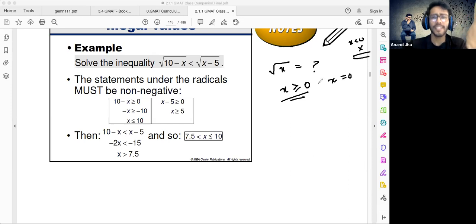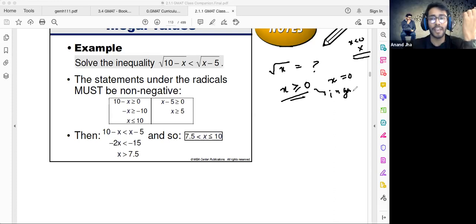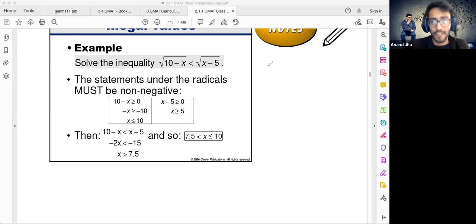They don't take 0. I can take 0 also. The square root of 0 exists. So greater than or equal to 0, in general. Don't forget this. So for any square root, if you're finding it in an inequality, your first task is to make the inside greater than or equal to 0. I won't start solving it blindly. First, my task will be to write this. Very, very important.